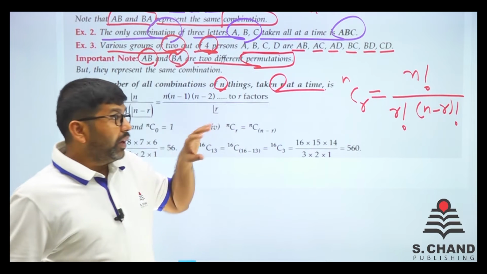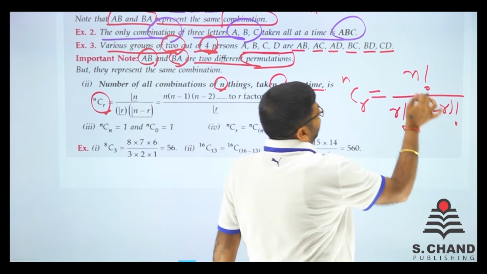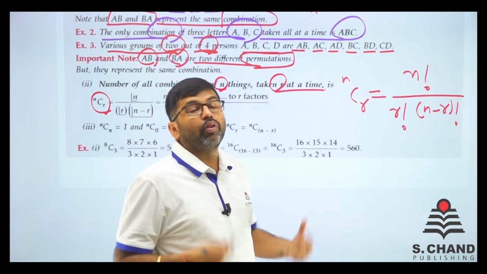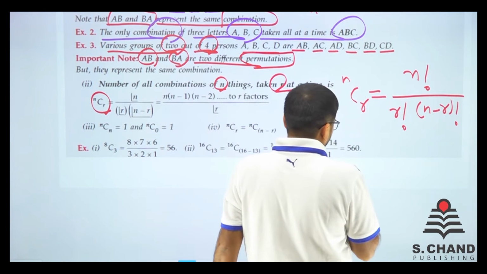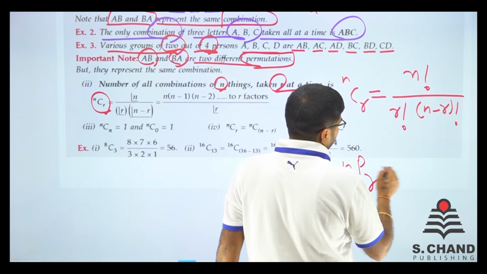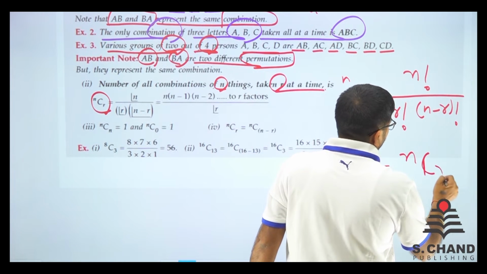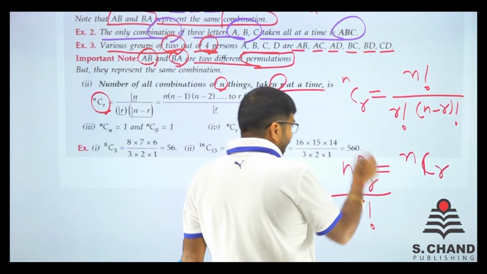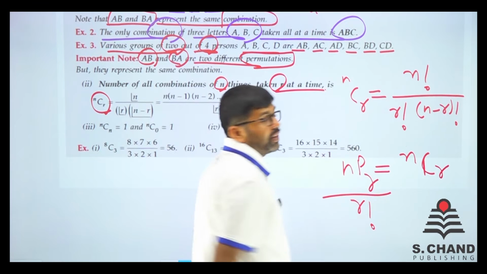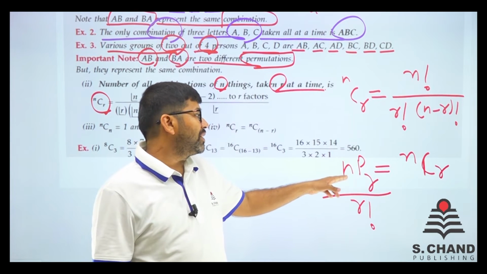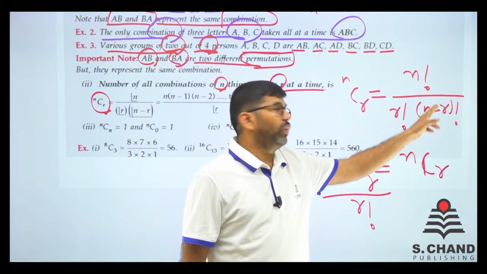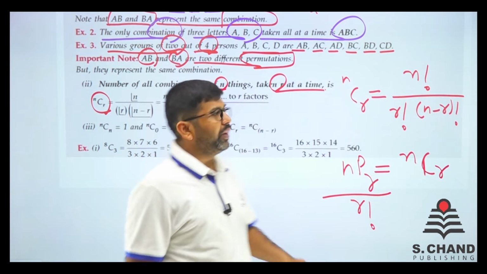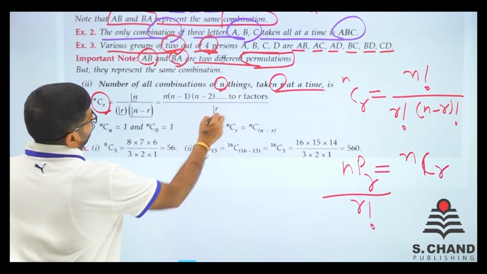In permutation, we had n factorial divided by n minus r factorial, and you divide that by r factorial, you get combination. So we can say that nPr divided by r factorial is equal to nCr, because nPr is n factorial upon n minus r factorial. If you remember, there was a formula nPr is equal to n factorial divided by n minus r factorial. When you divide by r factorial, it will be nCr. So this is the way.